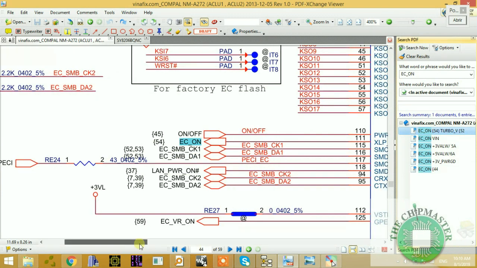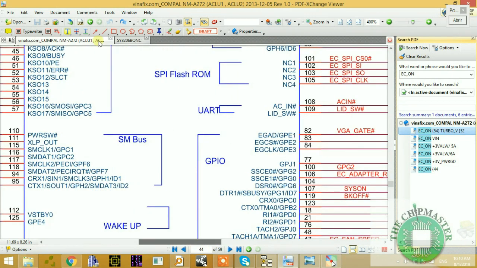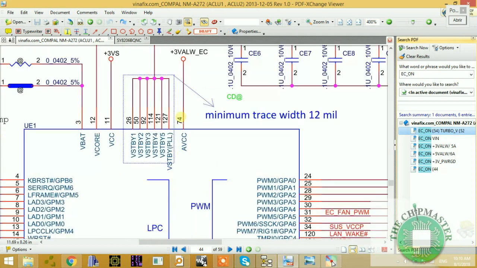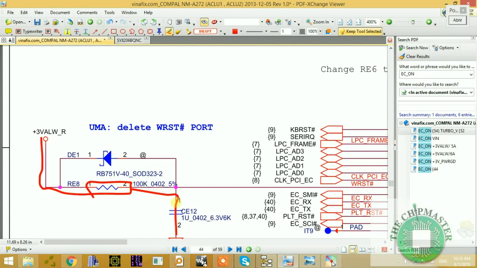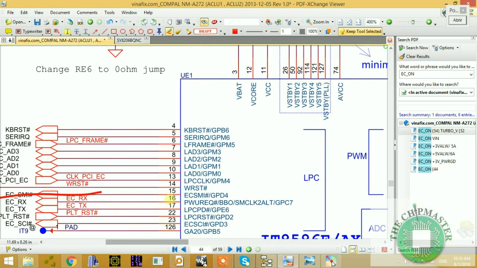When the IO controller gets its supply and its reset signal, the reset signal is a PWM voltage. So this 3 volt PWM voltage will come here, and after it comes through this 100k resistor, with a 1 microfarad capacitor connected to ground, it will come to reset the IO controller as the EC reset.